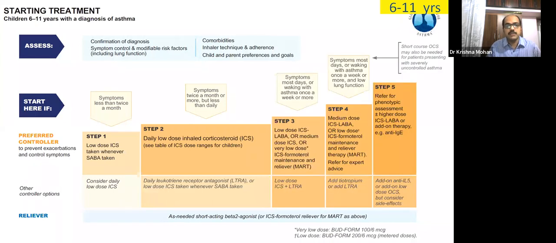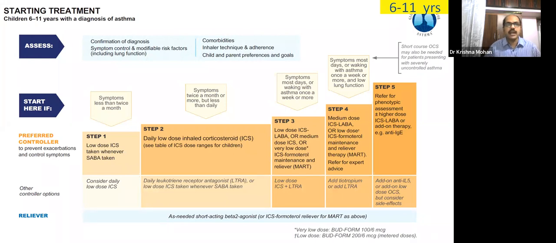then step 3 is for a patient who is getting symptoms most of the days or waking with asthma at least once in a week. Step 2 was daily low dose inhaled corticosteroid. So we have to advance that treatment in step 3. We have different options. Either we can increase the dose of the inhaled corticosteroids. Low dose inhaled corticosteroid was used in step 2. We can make it medium dose inhaled corticosteroid.